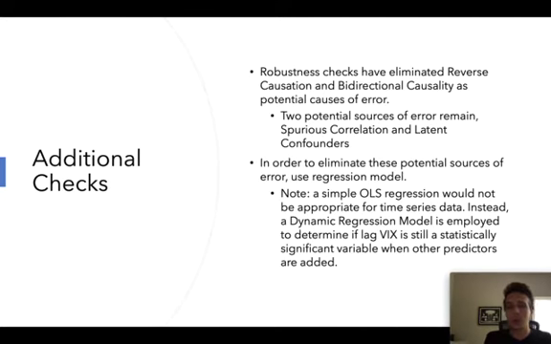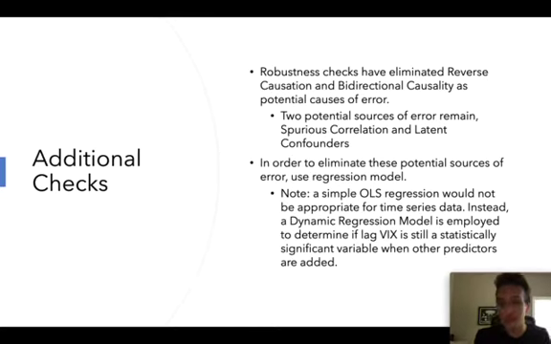Next, we're going to talk about a few of the additional checks that we must do in order to determine whether or not correlation exists between VIX and federal funds rate. Robustness checks have eliminated reverse causation and bidirectional causality as potential causes of error. Two potential sources of error still remain, however: spurious correlation and latent confounders.